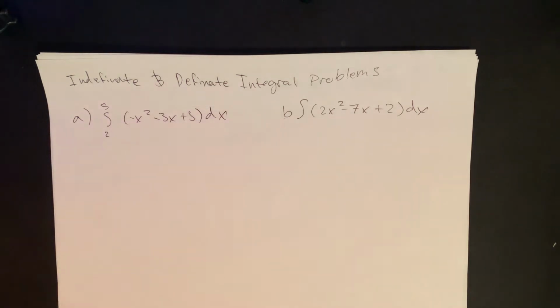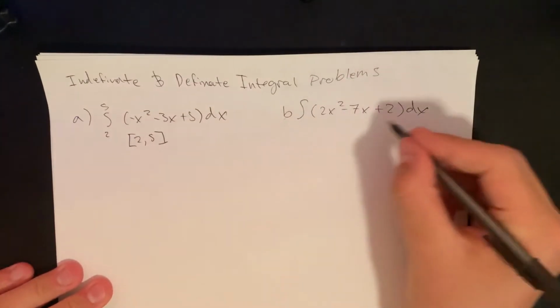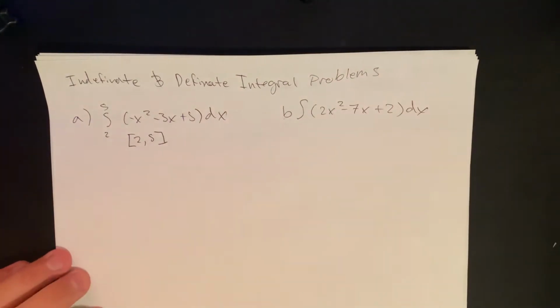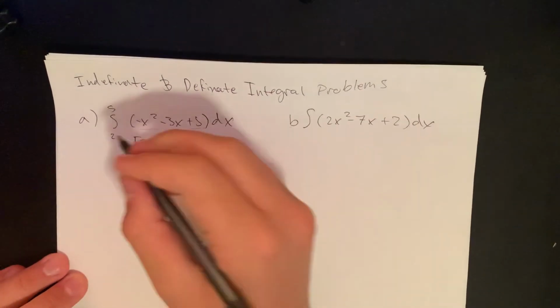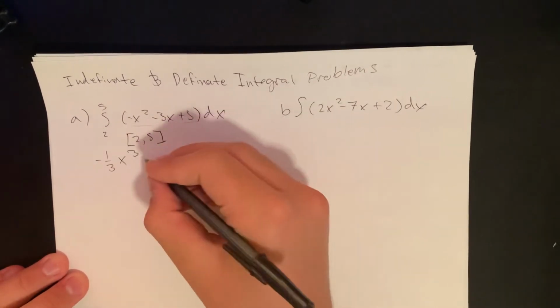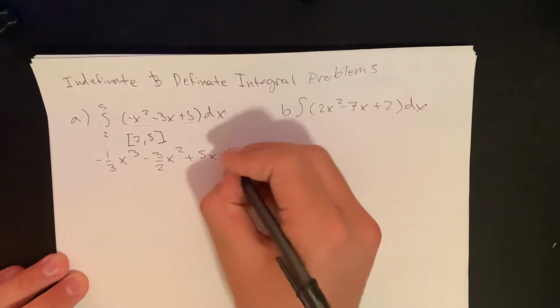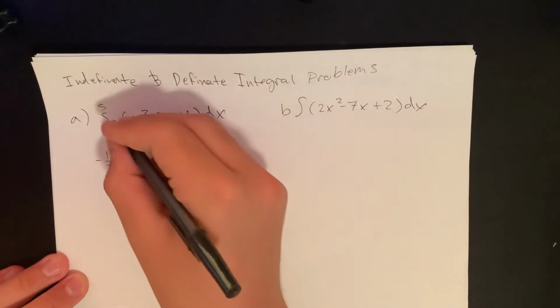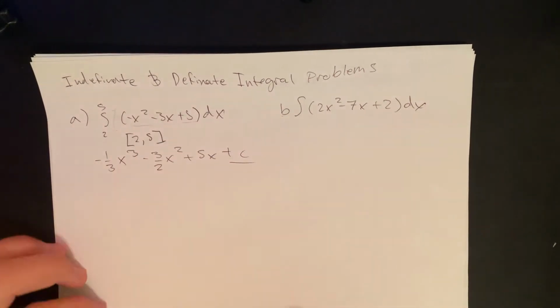So first we need to find the interval. It'll be 2, 5. This one doesn't have one since it's an indefinite integral. So first we need to find the antiderivative of this. So it will be negative 1/3 x cubed minus 3 over 2 x squared plus 5x plus c, because we don't actually know, because we have to take these numbers to subtract it by.